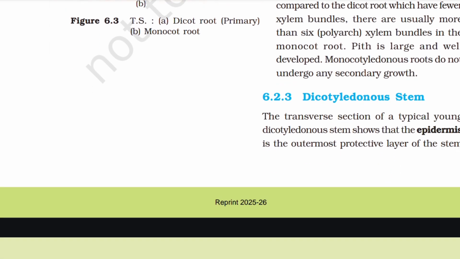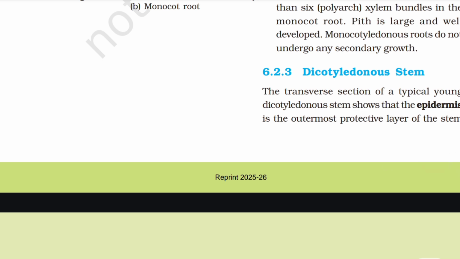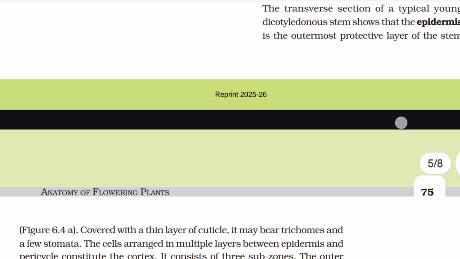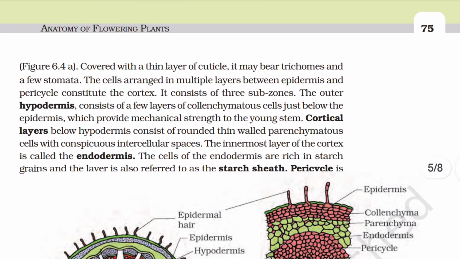6.2.3 Dicotyledonous stem. The transverse section of a typical young dicotyledonous stem shows that the epidermis is the outermost protective layer of the stem, covered with a thin layer of cuticle. It may bear trichomes and a few stomata. The cells arranged in multiple layers between epidermis and pericycle constitute the cortex. It consists of 3 subzones. The outer hypodermis consists of a few layers of collenchymatous cells just below the epidermis, which provide mechanical strength to the young stem.